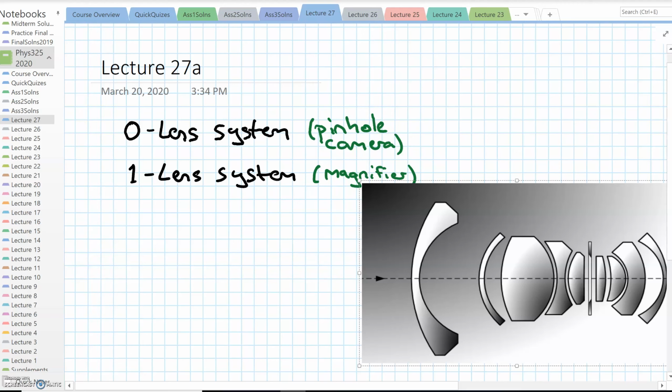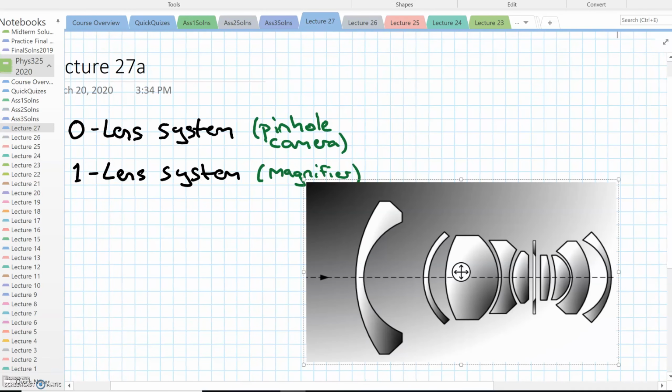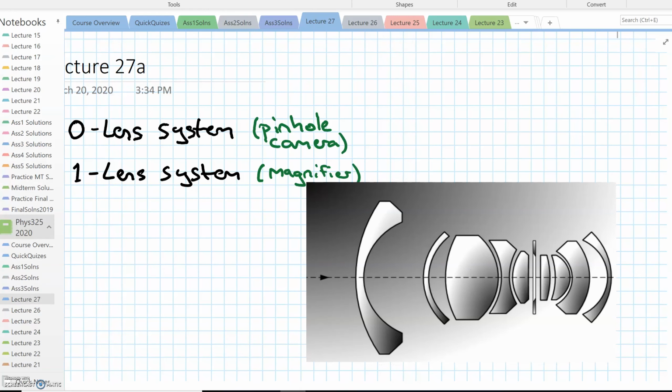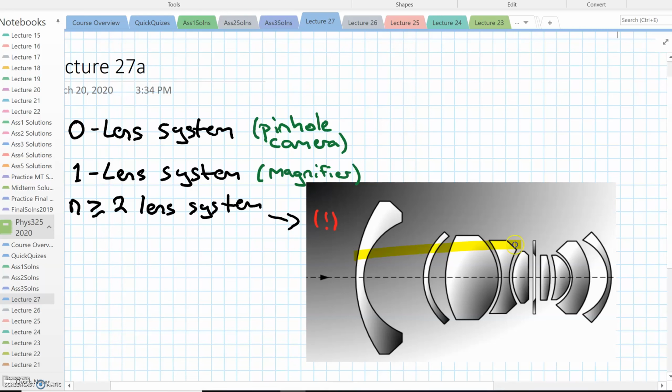What happens when we get something that looks like this? That's our goal today, to figure out how to treat something like this. So let's look for an n greater than or equal to 2 lens. If n is equal to 2, we're going to see a few examples, namely a compound microscope and a Galilean telescope that are very important to study. But when you look at a real imaging system in a fancy optical element, it's going to look more like this beast here with its myriad lenses. So let's think about how to deal with that.